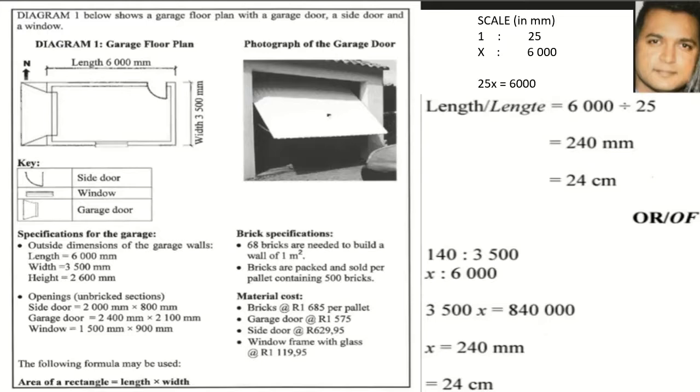They want us to work out the measurement on the page. So we cross multiply as usual using the cross multiplication method, and we are left with 25x is equal to 6000. This is how we come to the next step, which is 6000 divided by 25, and we arrive at 240 millimeters. Now remember, we have to divide this by 10 in order for us to arrive at 24 centimeters.